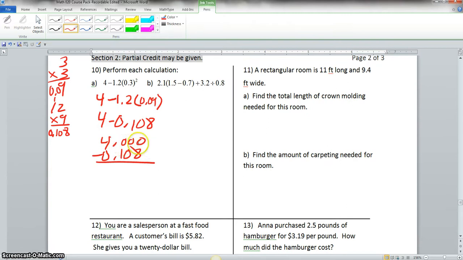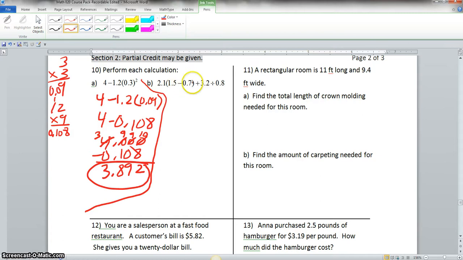Now we know we cannot subtract 8 from 0. So we have to go here and borrow 1 from this 4. And we know these two zeros here will end up becoming 9s, and this last 0 will be 10. 10 minus 8 is 2. 9 minus 0 is 9. 9 minus 1 is 8. Bring down your decimal. 3 minus 0 is 3. So it's 3.892. Now that takes care of A.